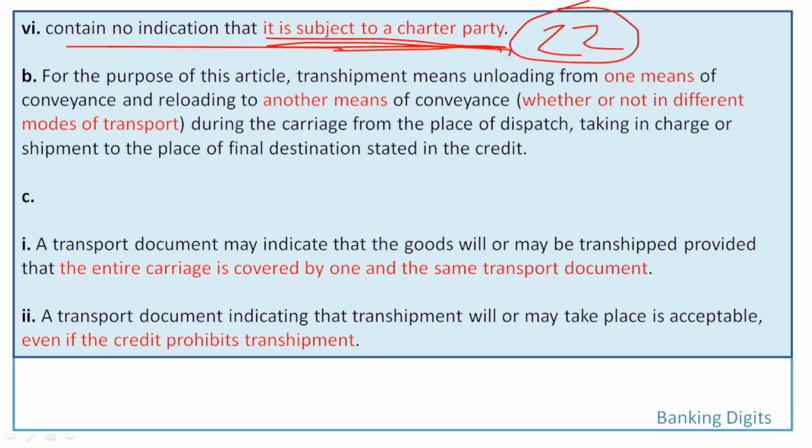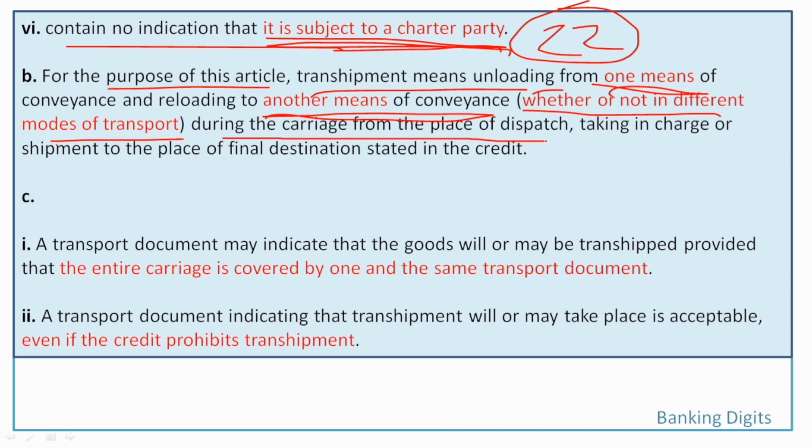Next point, B. For the purpose of this article, transshipment means unloading from one means of conveyance and reloading to another means of conveyance, whether or not in different modes of transport, during the carriage from the place of dispatch, taking in charge, or shipment to the place of final destination stated in the credit.